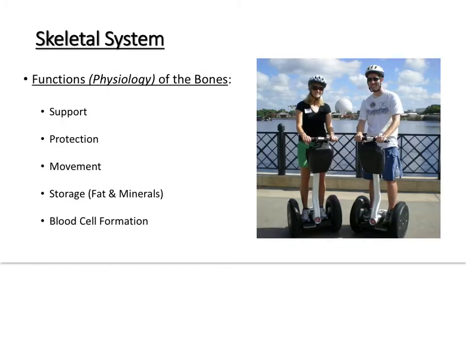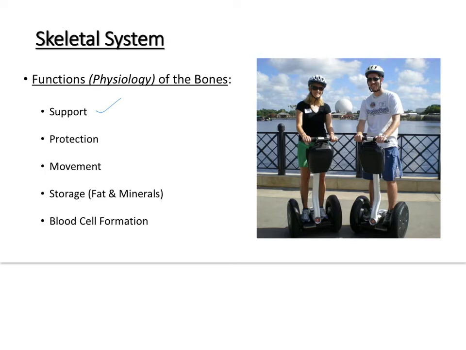So to start out, we always want to look at what the major function of a system is. In other words, this is sort of the physiology part that goes with the anatomy. So what does that organ or that organ system actually do? Your skeletal system is extremely important. It's the framework that you are built upon. So probably the number one function here is just support. It's how you stand. It's what your muscles work against. So it's a supportive framework.